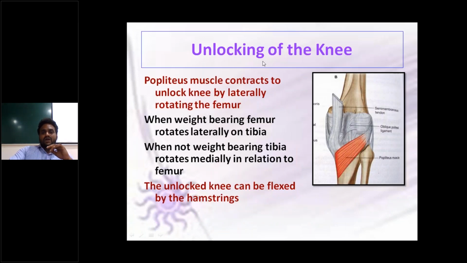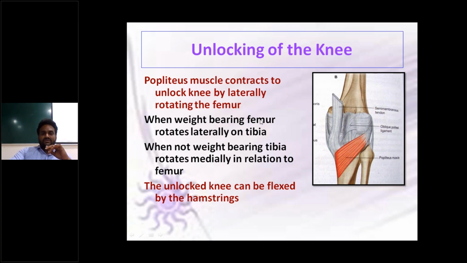And next, unlocking of the knee joint. This mechanism is initiated by the action of the popliteus muscle. That is the main action of the popliteus muscle: it unlocks the knee joint. This is a very important 5 marks question regarding the muscles of the knee joint. So which muscle unlocks the knee joint? What is the main muscle? Popliteus.